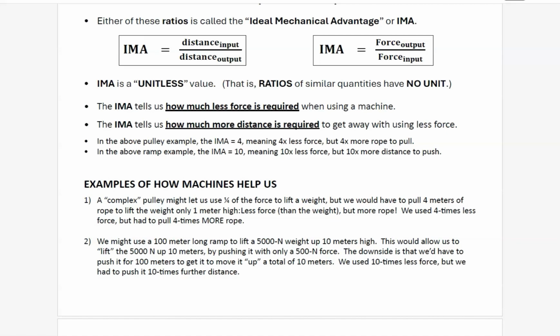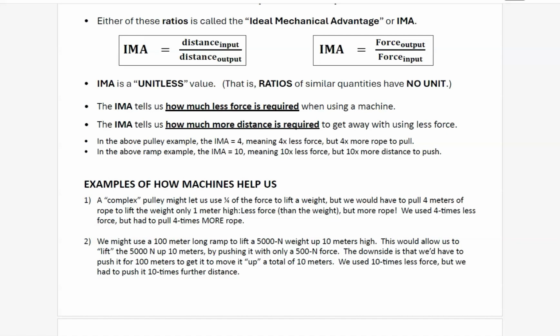So this would allow us to quote unquote lift the 5,000 Newton object up 10 meters, but you're doing it by pushing it up a 100-meter long ramp. So it's a long ramp that's only 10 meters high, but it's 100 meters long. But you get to use 1/10 of the force. In other words, you get to use only 500 newtons of force to push this 5,000 Newton weight up.